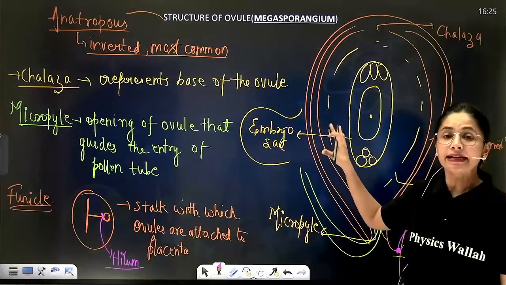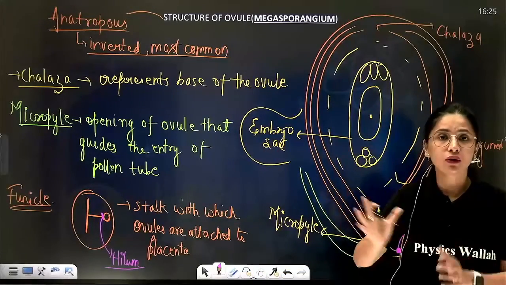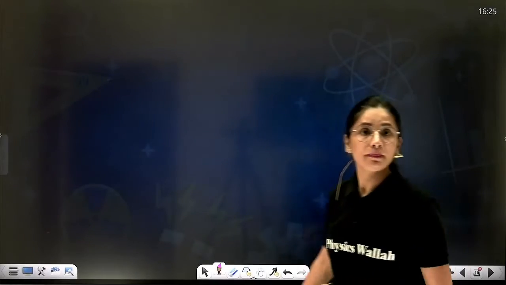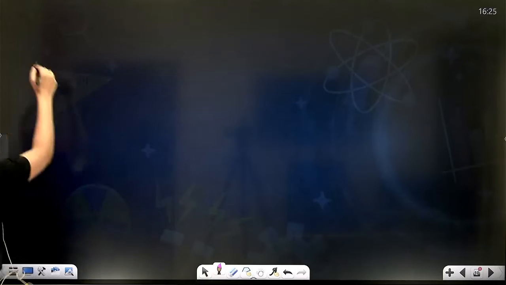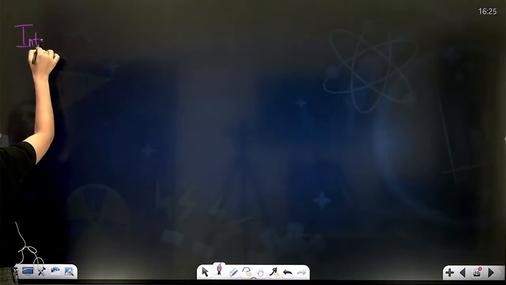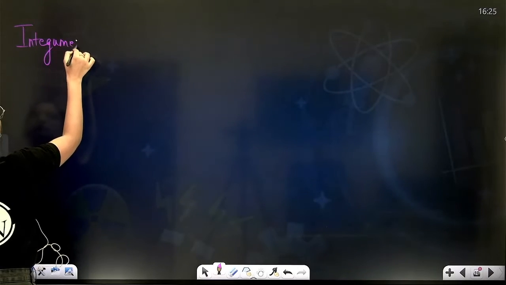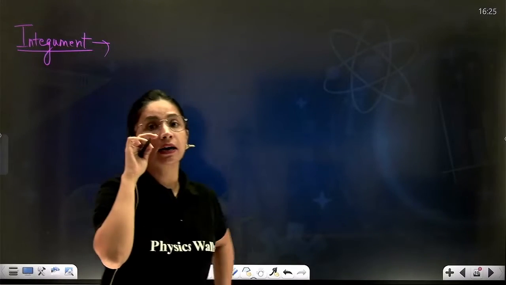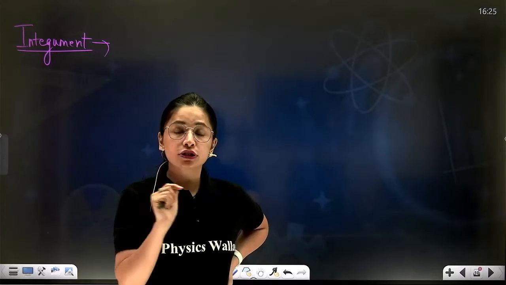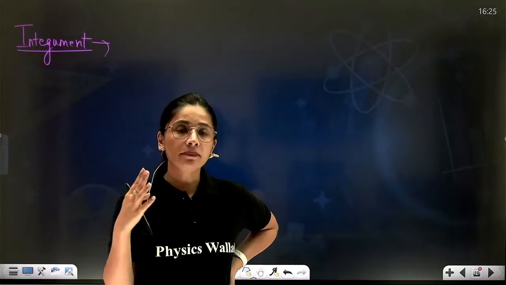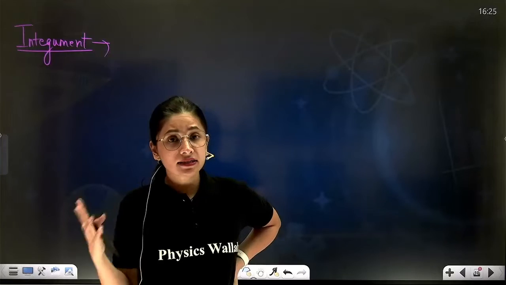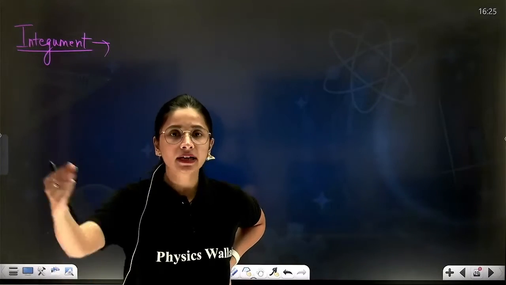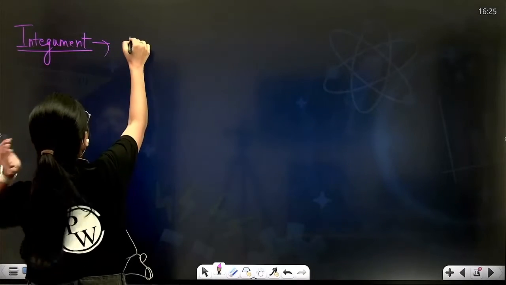Now, coming inside the ovule, the covering of the ovule you see is known as integument. So next term is integuments. Integument represents the covering of the ovule. Usually there are two integuments. In some there can be one integument, and in some there are no integuments. Bitegmic, unitegmic, ategmic. So what are integuments?